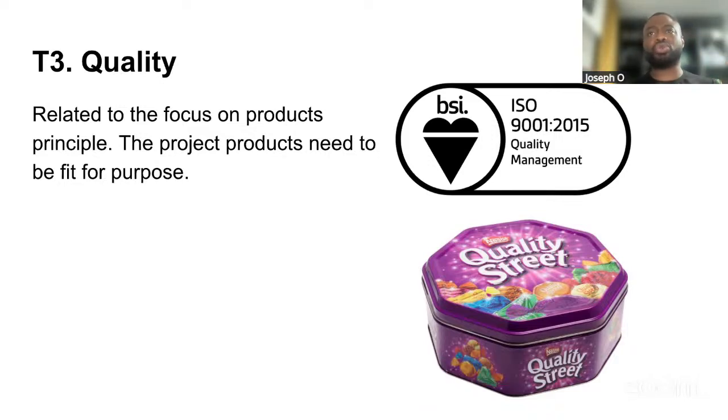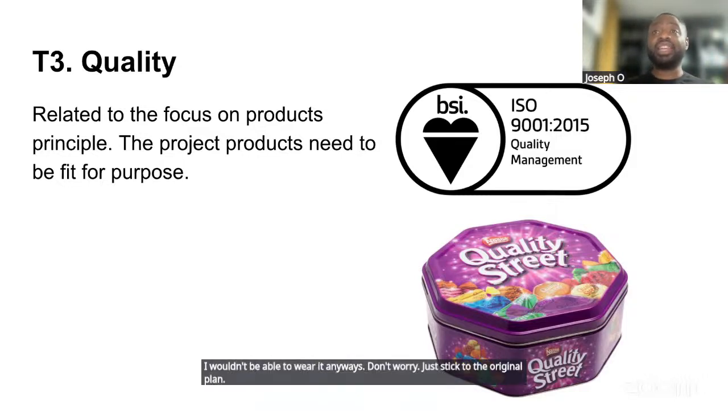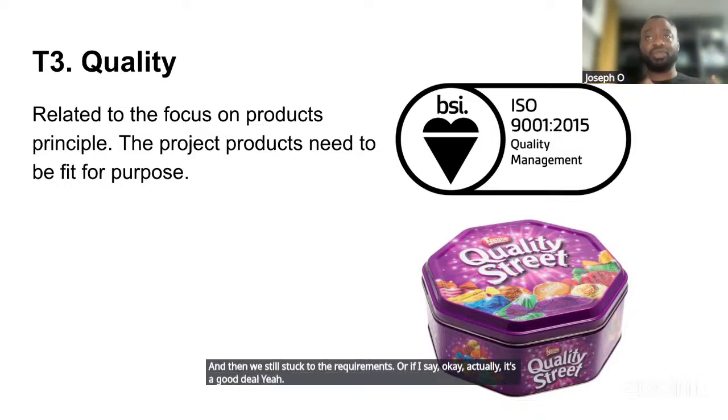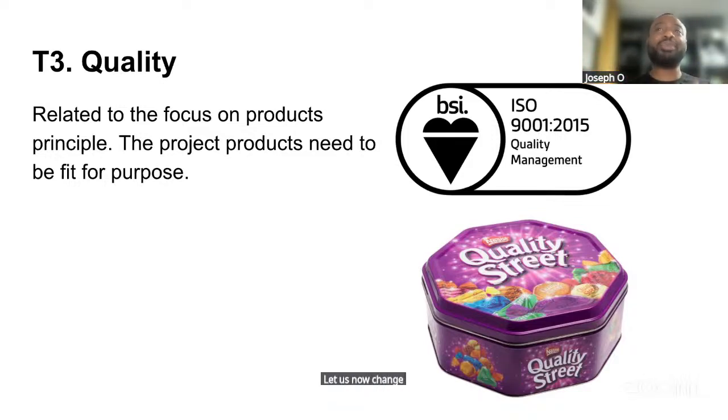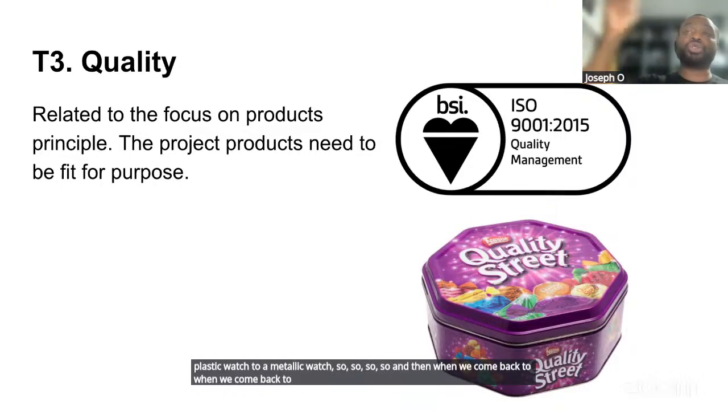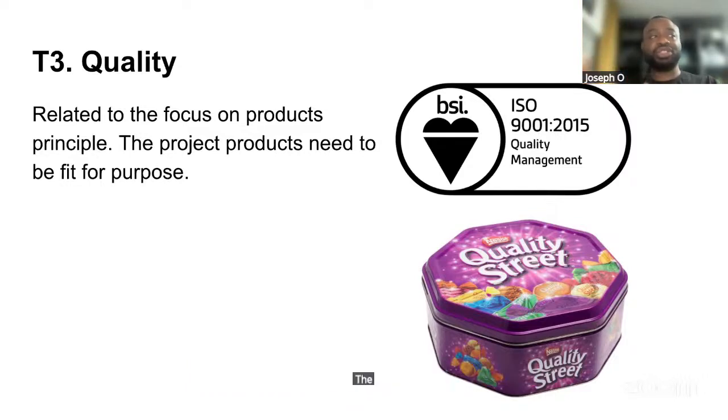I wouldn't be able to wear it anyways. Don't worry. Just stick to the original plan. And then we still stuck to the requirements. Or if I say, okay, actually it's a good deal, yeah, I think I can wear it. Let us now change the requirements. The requirements now change from a plastic watch to a metallic watch, and then when we come back to determine the acceptance criteria, the requirements would match the deliverables.